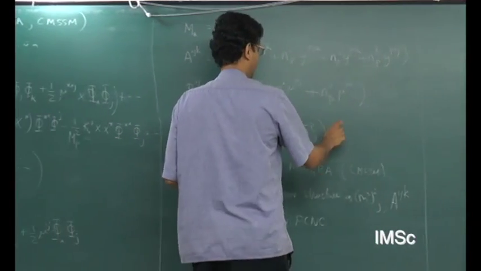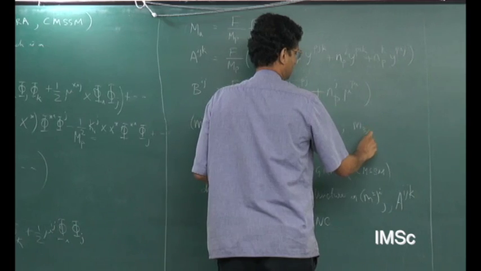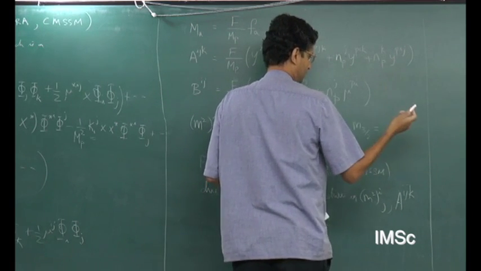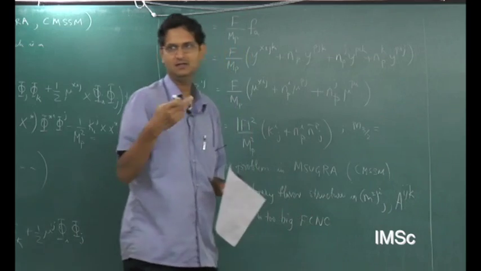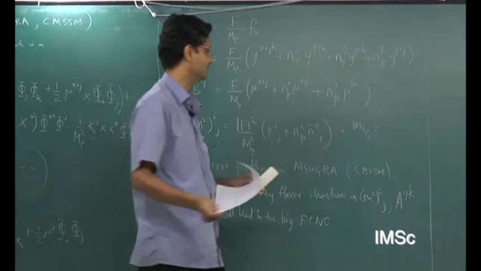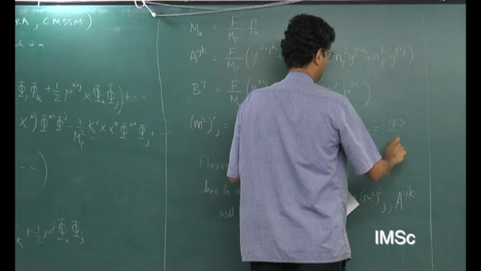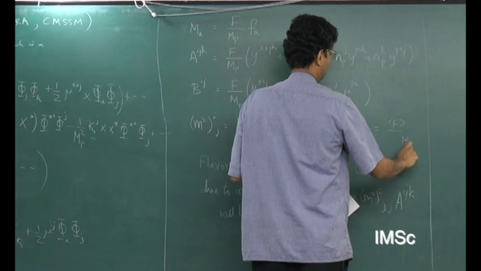So remember from what we said in the first part, there is also the gravitino, which is not written here. We did not bother writing it in the MSSM, but as I said, in some cases it can become relevant. M 3/2 is just given by F over M Planck.